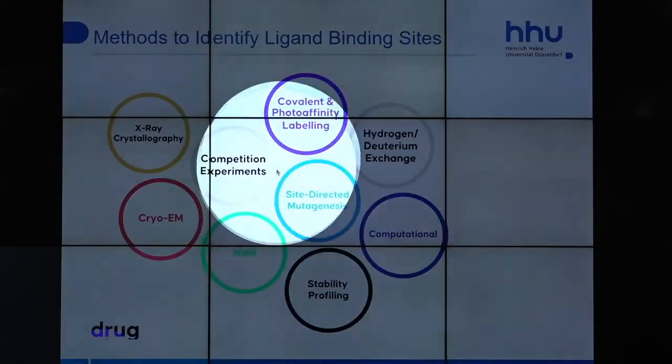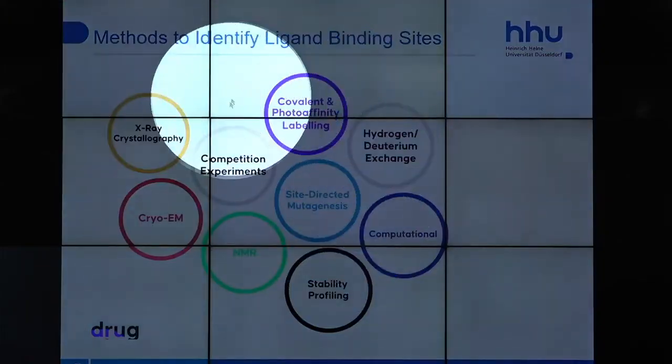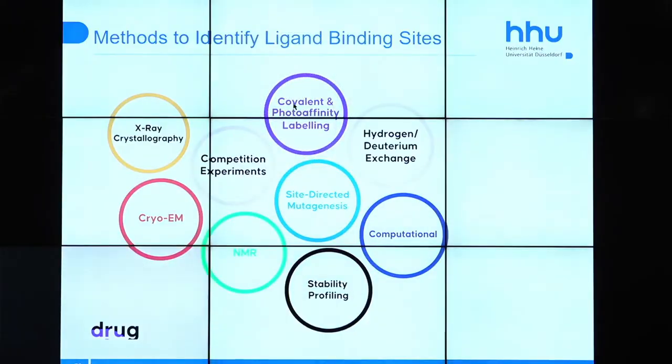NMR study, site-directed mutagenesis, where you modify your protein with some amino acid. This covalent or photoaffinity labeling, where you look for the binding of your structure to the protein, and then you have a new protein, and then you have a new mass for your protein in this way.